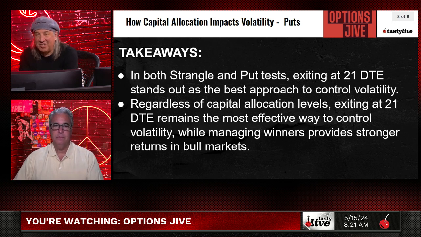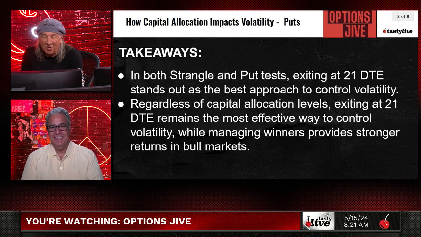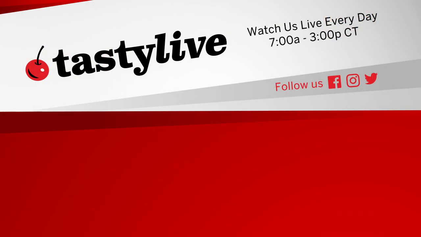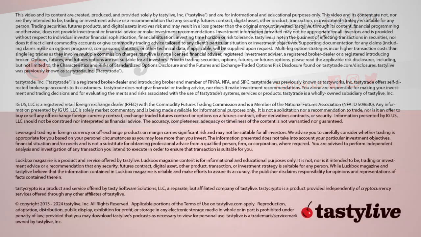Regardless of capital allocation levels, exiting at 21 DTE remains the most effective way to control volatility, while managing winners provides stronger returns in bull markets. Yeah, I mean, obviously, if we knew it was a bull market, all we would ever do is sell puts. The whole key here is, because we don't know what the next cycle is going to bring, just manage early. If you tell me the future, I'll show you how to profit. That's right. Sure.